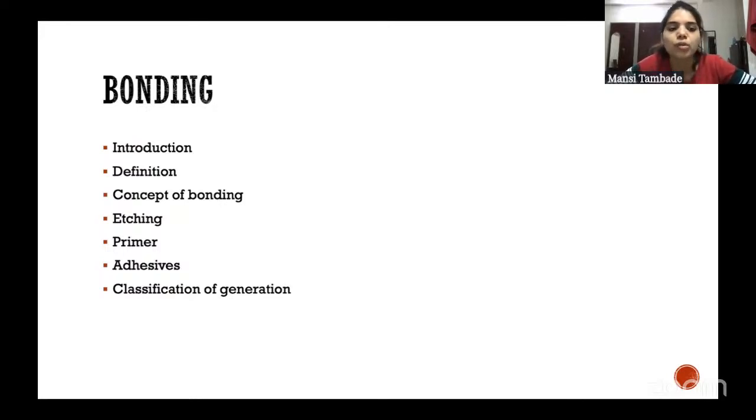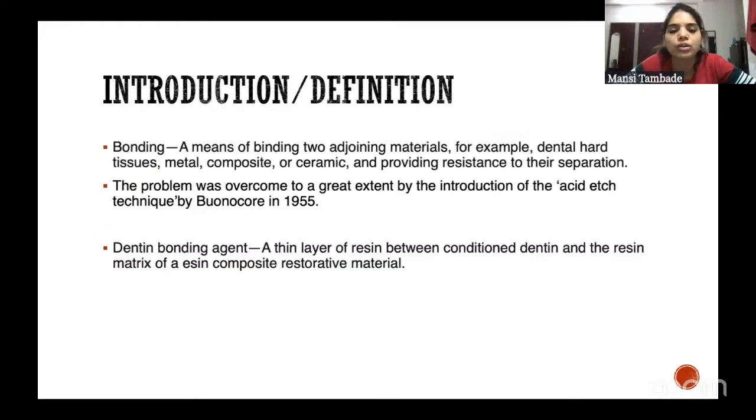Introduction, definition, concept of bonding, etching, primer, adhesive, classification of the generations. Then coming to the introduction or definition: bonding is a means of binding two adjoining materials, for example, dental hard tissues, metal, composite, or ceramic, and providing resistance to their separation. Then defining the dentin bonding agent: a thin layer of resin between conditioned dentin and the resin matrix of a resin composite restorative material. This definition is given by Anusavice, Phillips. As I remember them, I have read it multiple times, but you should definitely go through it and see yourself whether I am saying it right or not. And you should mention Anusavice at the bottom of your answer while writing these definitions.